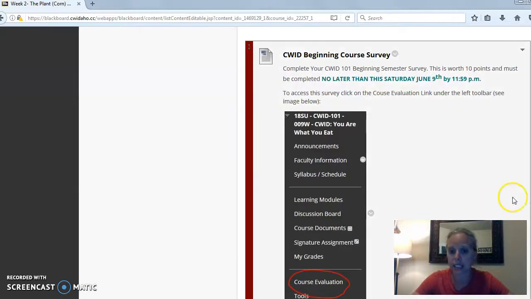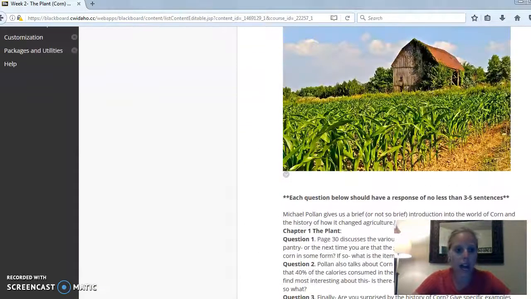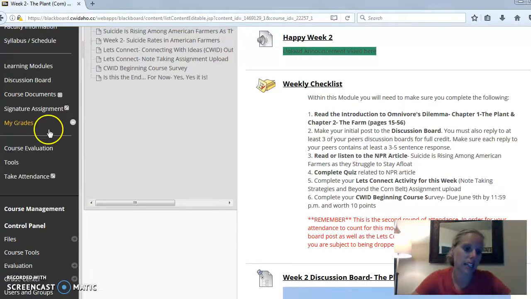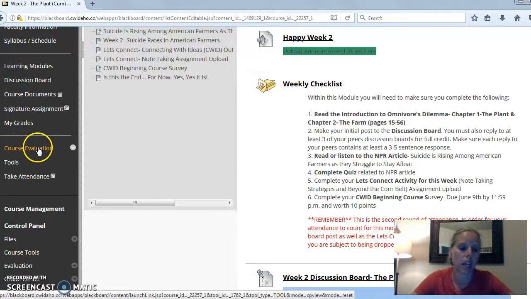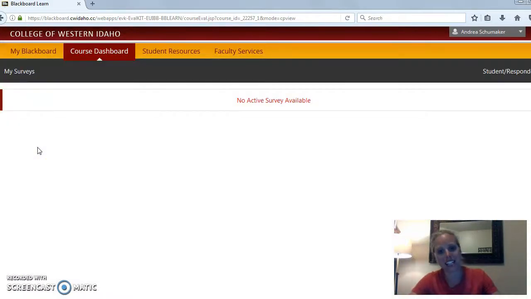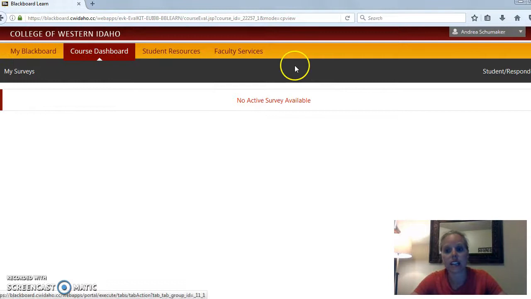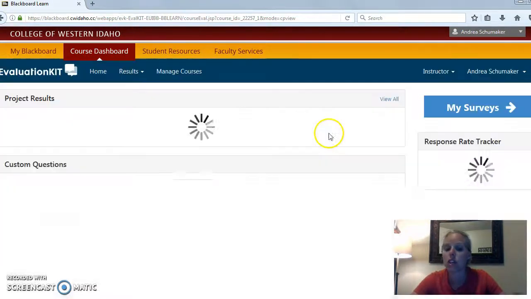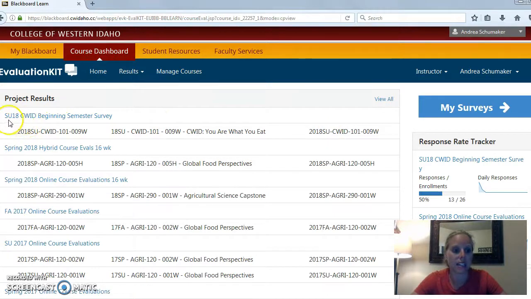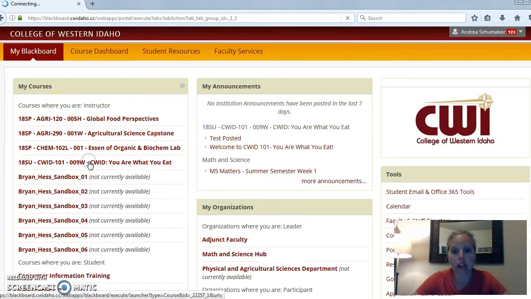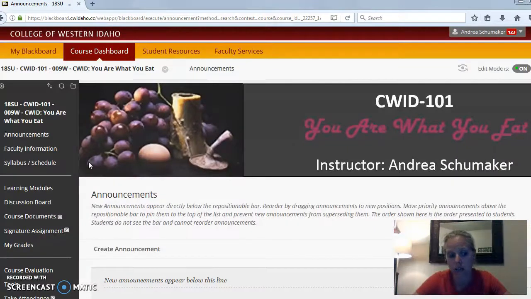And in order to access that, you'll scroll up to the very top, and over on the left-hand side, you're going to see a link right here that says course evaluation. And when you click on that, from a student side, you will actually see that there is a survey out there for you to complete. And that survey is this 2018 summer quid beginning survey. And as of right now, we have a 50% response rate. So 13 of you have completed that survey. You do want to make sure that you get that done though, because that is worth 10 points and is due by this Saturday at 11:59 p.m.